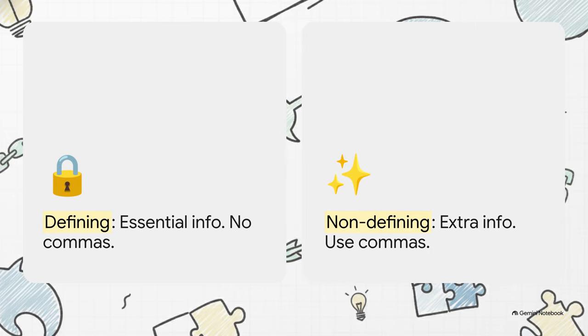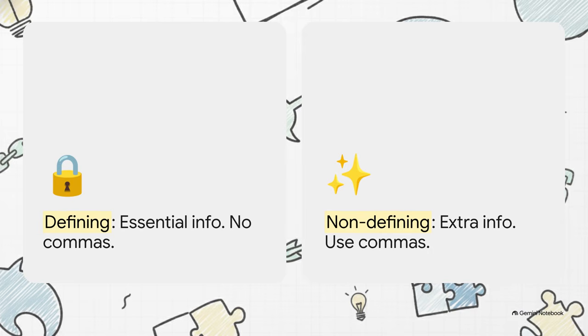Take this example. The car that was parked outside has been towed. If we completely take away the clause, that was parked outside, we are left with the car has been towed. But which car? We don't know. The clause defines the car. Without it, the core meaning fundamentally changes. Also, notice there are 0 commas used for this type of clause.